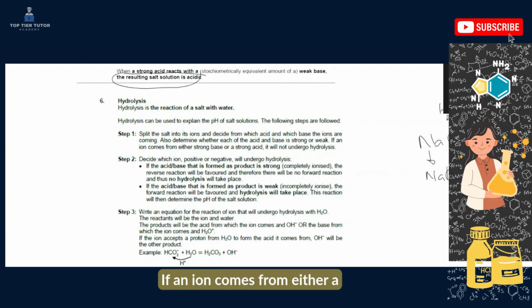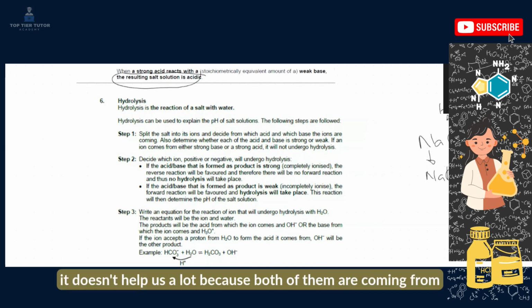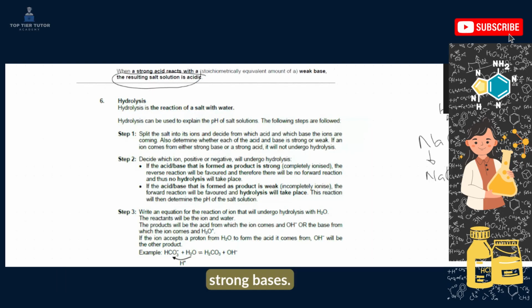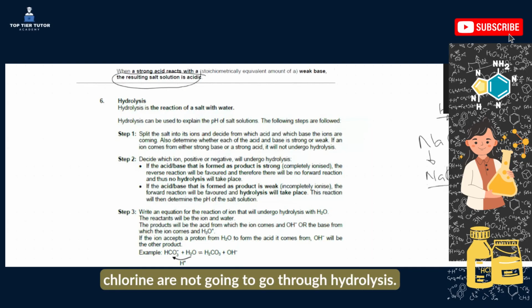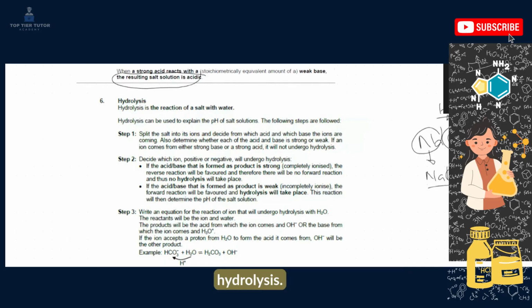If an ion comes from either a strong base or a strong acid, it will not undergo hydrolysis. In this case, it doesn't help us a lot because both of them are coming from a strong base and a strong acid. So it means both the sodium and the chlorine are not going to go through hydrolysis.